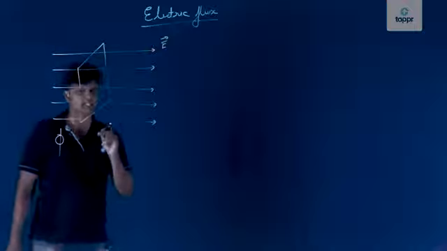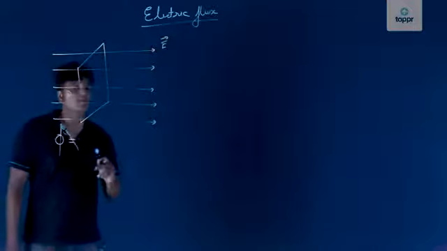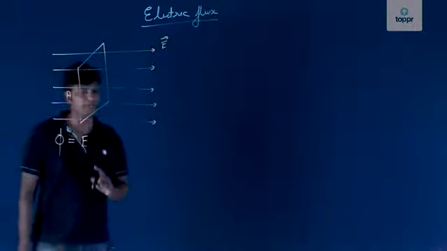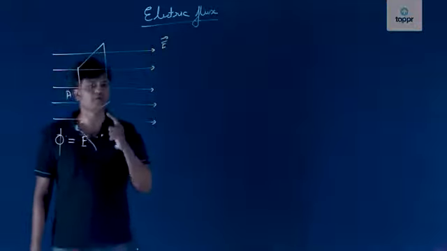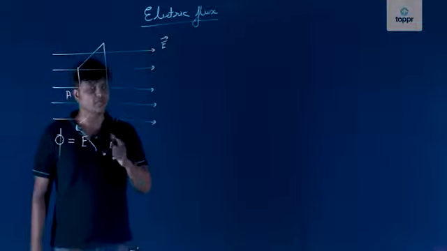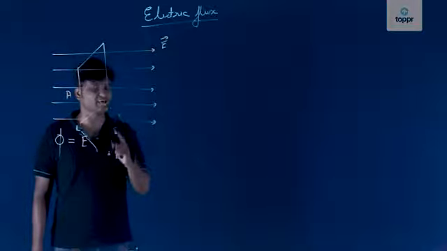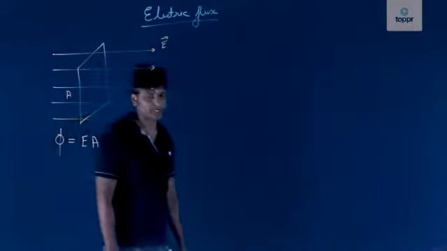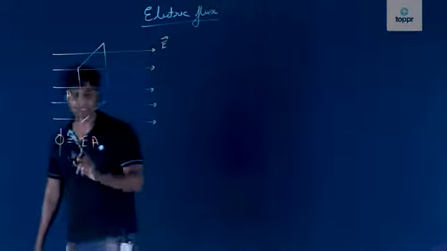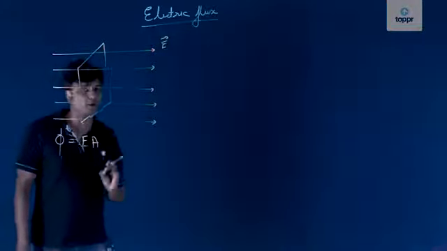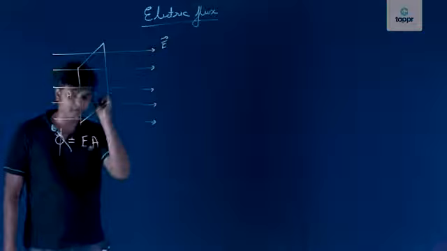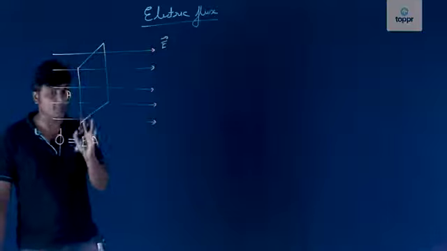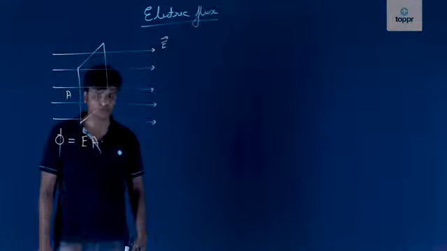Electric flux is given by the product of the magnitude of electric field and the area which is perpendicular to this electric field. So once again, electric flux is defined as the product of the magnitude of electric field which is passing through a given area A, and this area is perpendicular to the electric field, right?